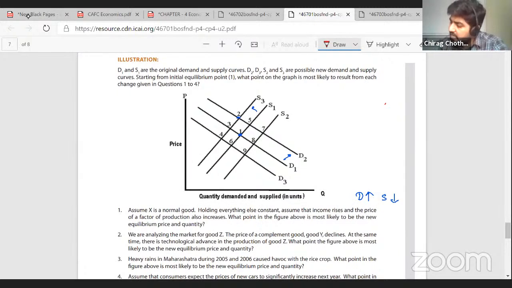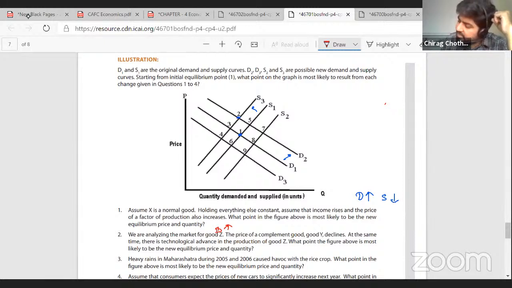We are analyzing the market for good Z. The price of complement good Y declines. Now Y and Z are, let's suppose, complementary. So price of complement good, Y declines. So let's suppose if Y is car and car becomes cheaper, so demand of petrol will increase. So Z demand will increase. So this is increase in demand scenario.